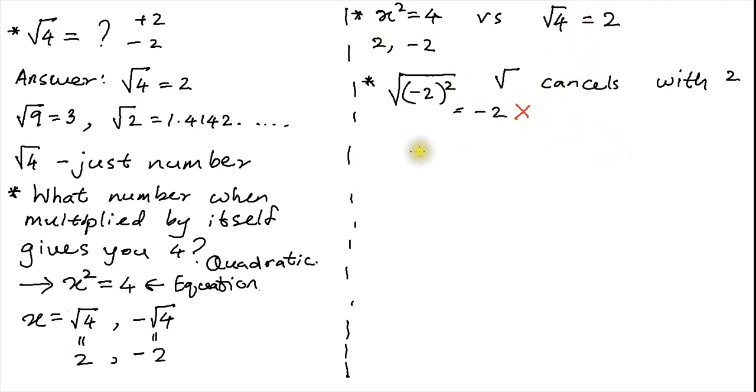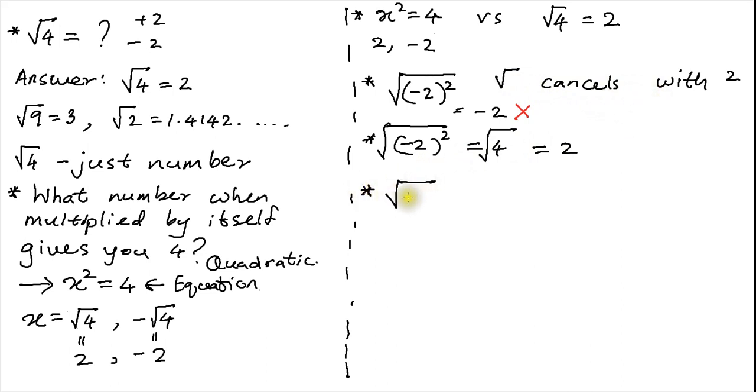So, okay, let's see how we could go about this. Negative 2 squared is 4, right? When you multiply negative 2 by negative 2, it's 4. Take the square root on both sides, you get 2. It's not simply that the square root cancels the 2. Let me write this out in a better way.